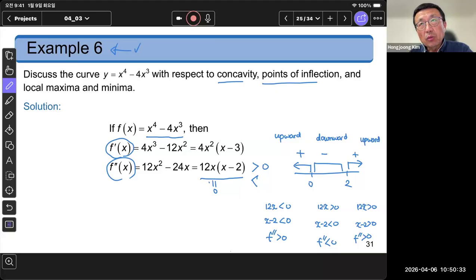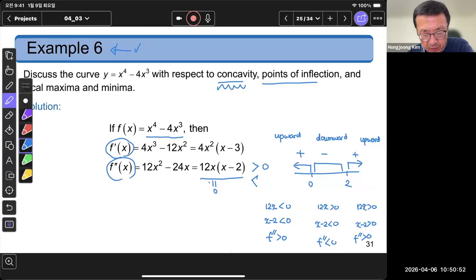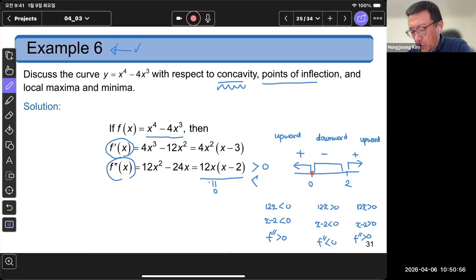So your graph is concave upward. So I could identify the concavity, right? It is concave upward, concave downward, and then concave upward again. Now, how many points of inflection do I have? Two, because the sign changes at 0 and 2. So 0 and 2 are inflection points, right?